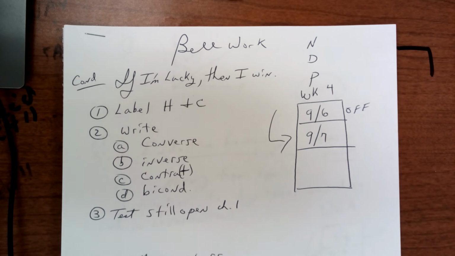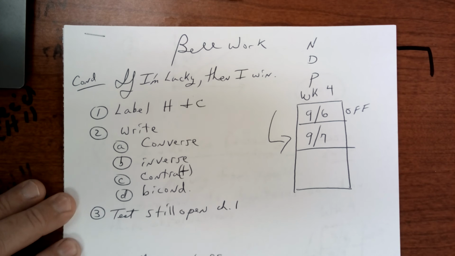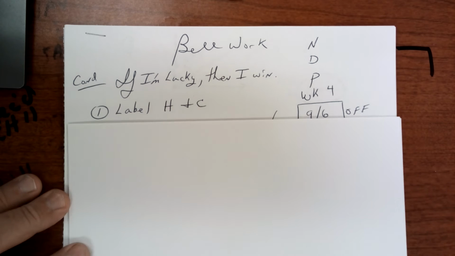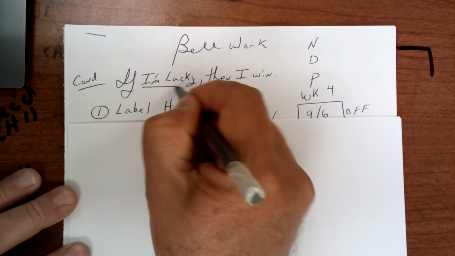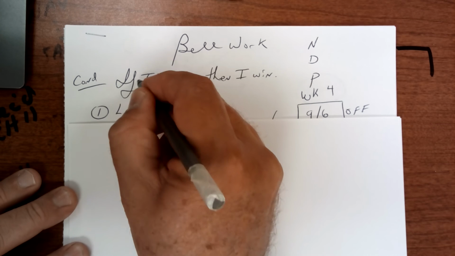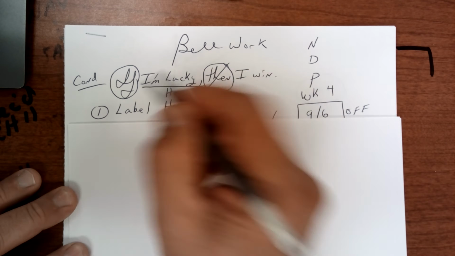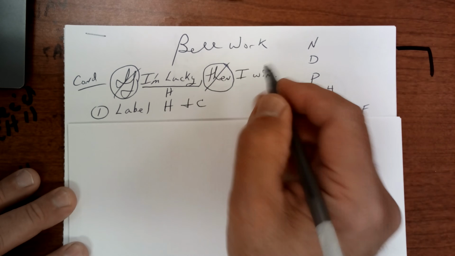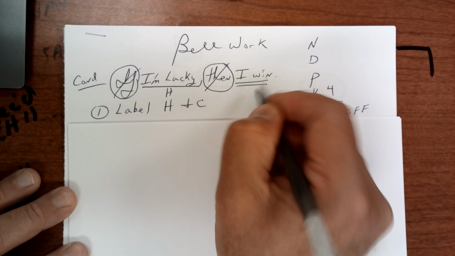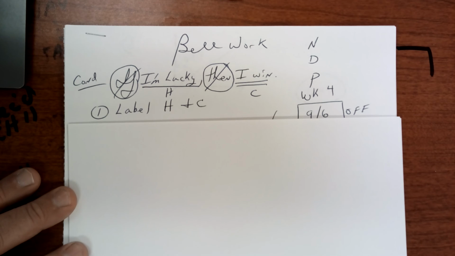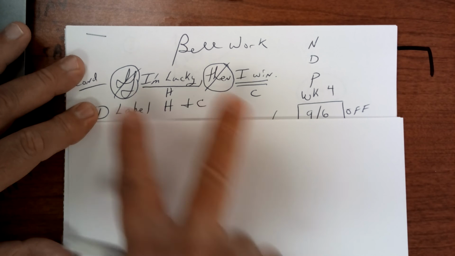Well, if I'm lucky, then I will win, is what it should say. Label the hypothesis and the conclusion. Well, the hypothesis is here. Remember, circle this, and scratch that out. You don't use that. And your conclusion is 2 lines. Okay? All right, make sure you don't include those.